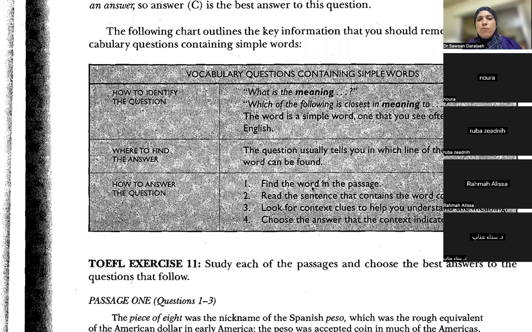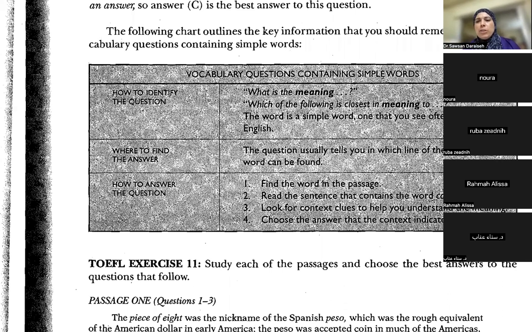How to answer the question: find the word in the passage. Of course, you're going to do that. Read the sentence that contains the word carefully. Look for contextual clues. Remember what we did, guys, when we said what? Answered. The word answered was the key clue that told us that put is going to be what? Expressed, okay?